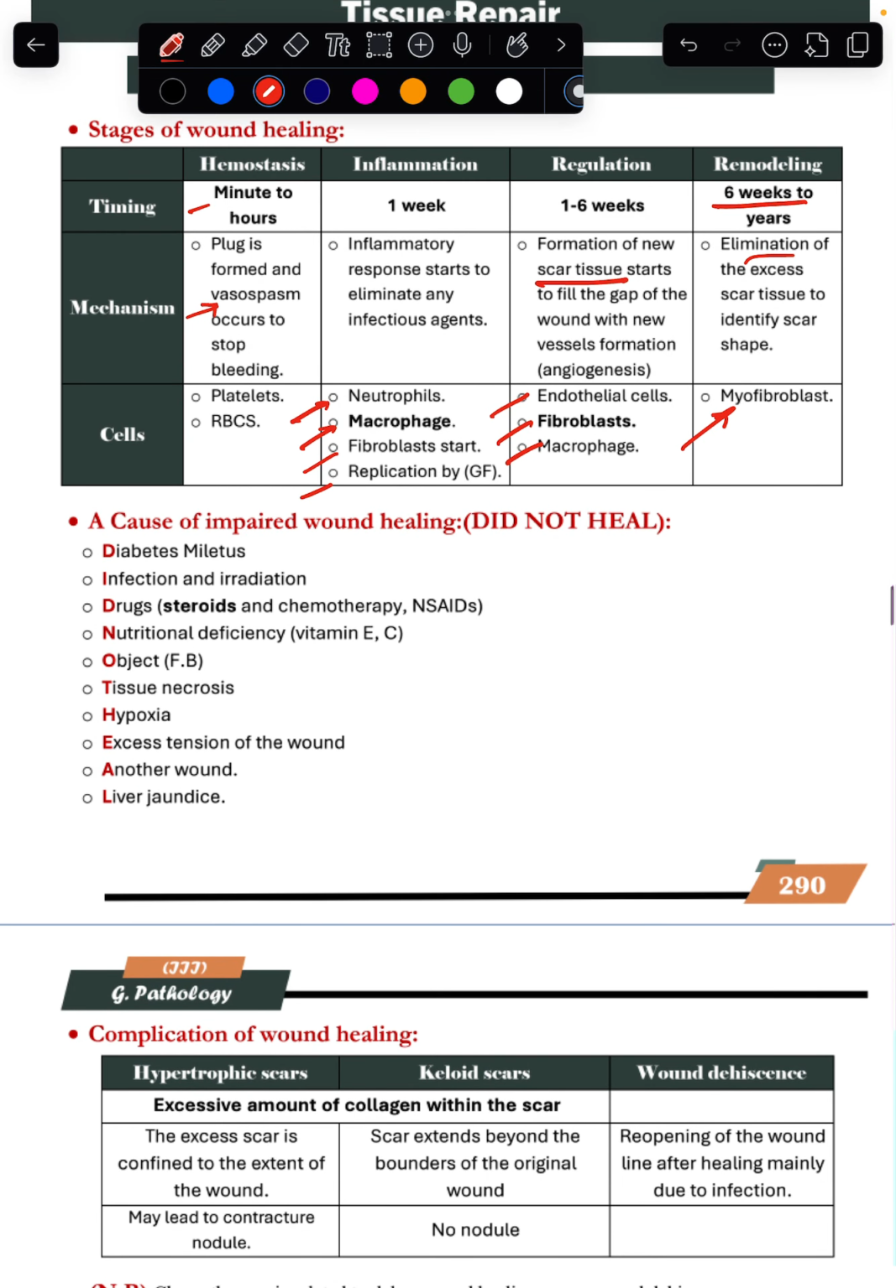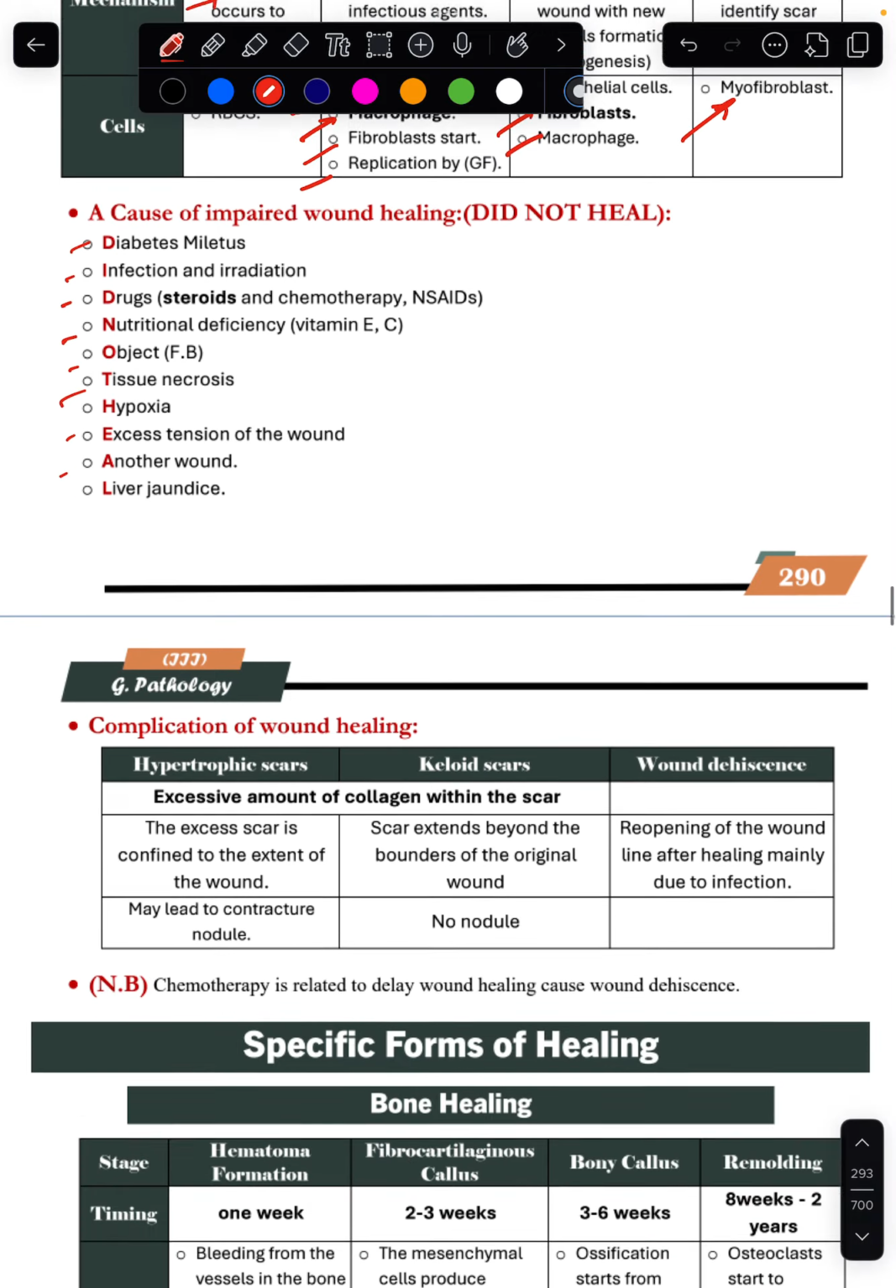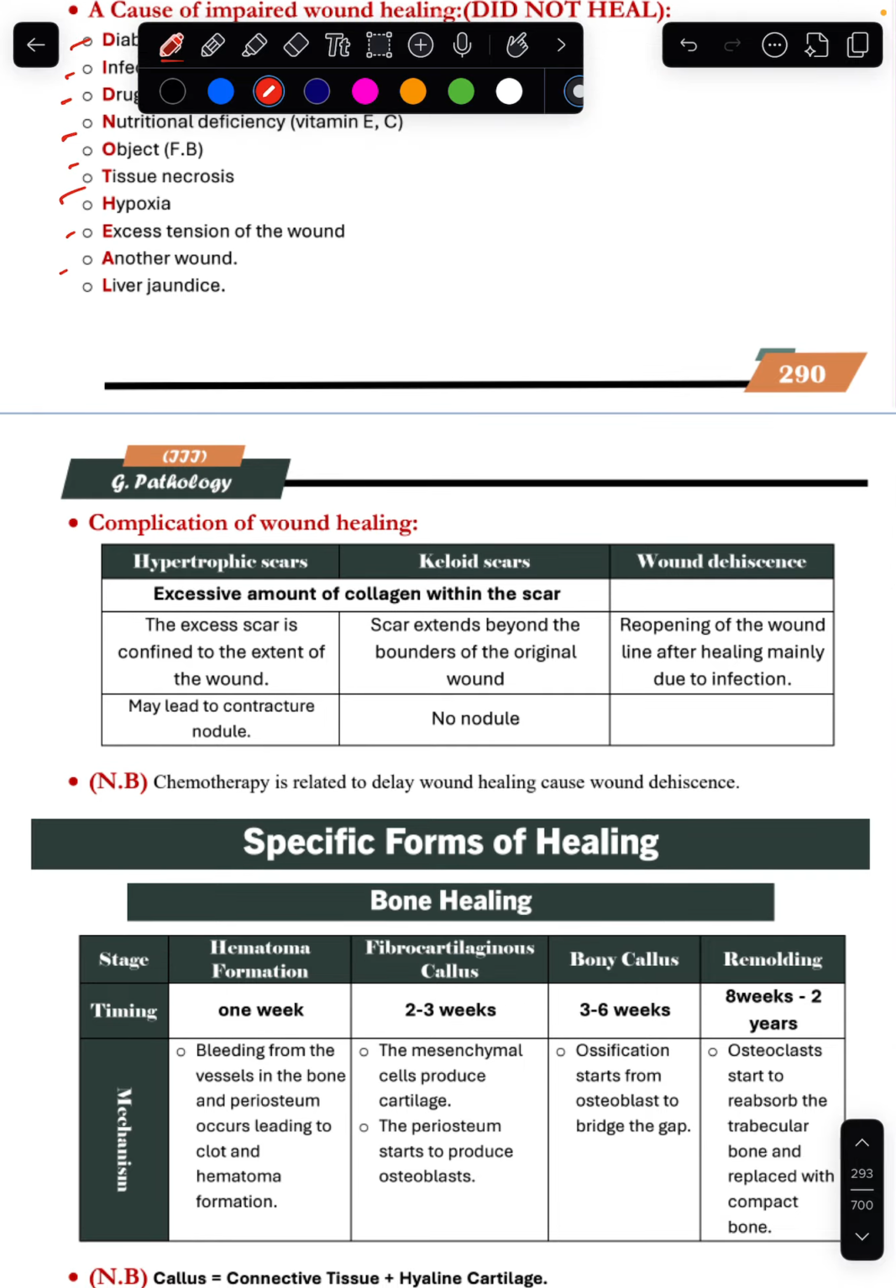Causes of impaired healing, where wounds did not heal: diabetes, infection, drugs. Jaundice. Complications of wound healing: hypertrophic scars and keloid. A keloid extends beyond the boundaries of the wound, while a hypertrophic scar is limited to the boundaries. Wound dehiscence is reopening of the wound after healing.